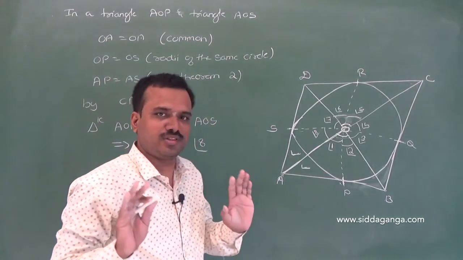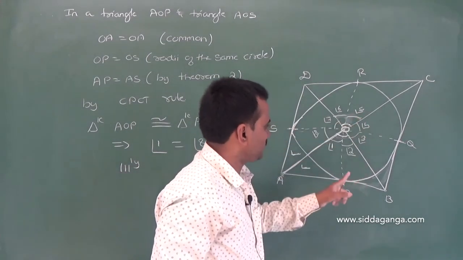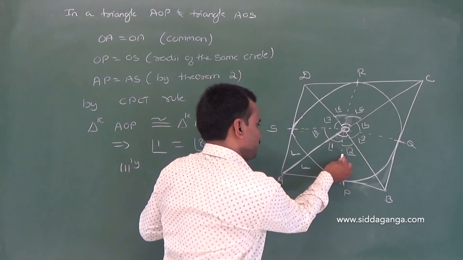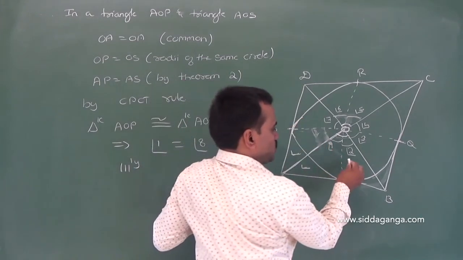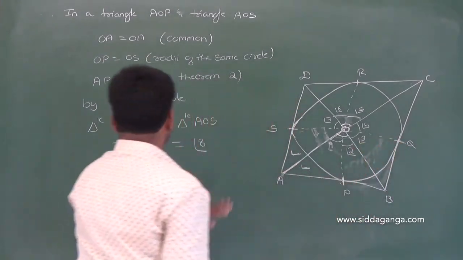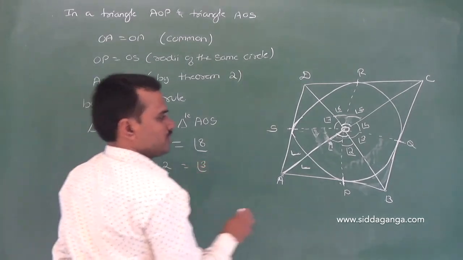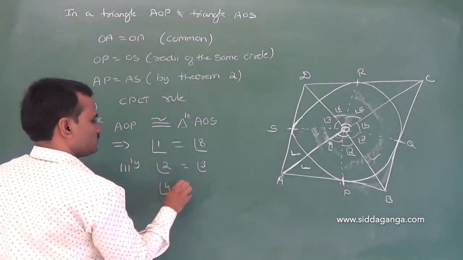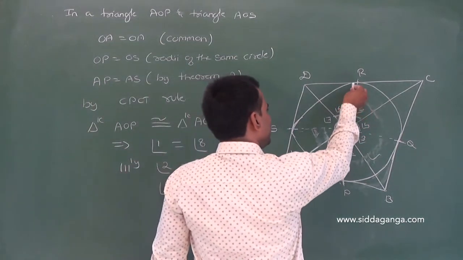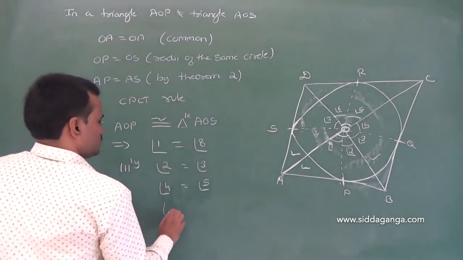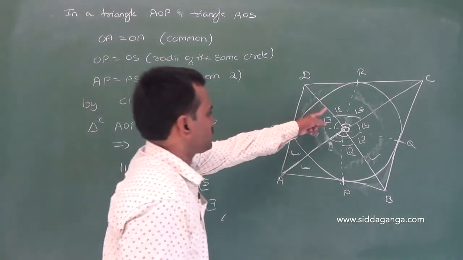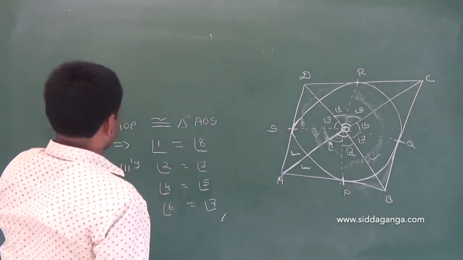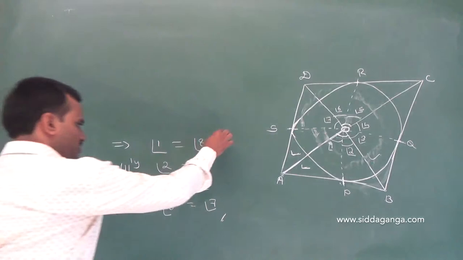Similarly, observe carefully in the diagram. 1 is 8. I take these two triangles, angle 2 is equal to angle 3. So this is complete. I take these two, 2 is equal to 3. Similarly, I take these two, 4 is equal to 5. I take these two, angle 6 is equal to angle 7. This is a very important result.